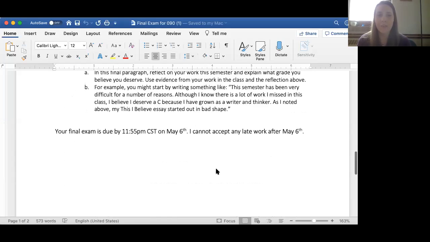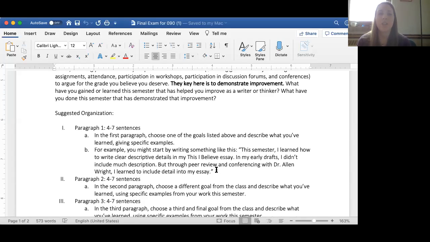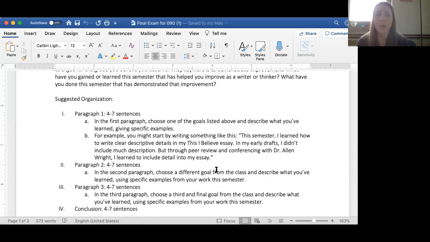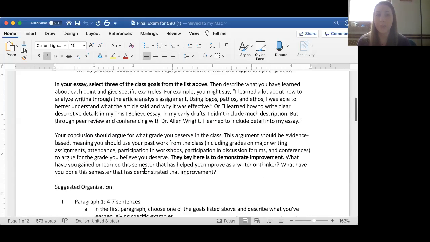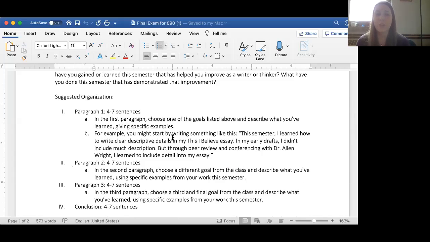So the last thing I have here is a suggested organization. The first paragraph, you probably want to tell me the goals that you want to write about. Remember, I want you to choose 3 of these goals right here. And you want to give me some sort of thesis, like I deserve to move to the next class, or I deserve this sort of grade, or I've learned a lot this semester.